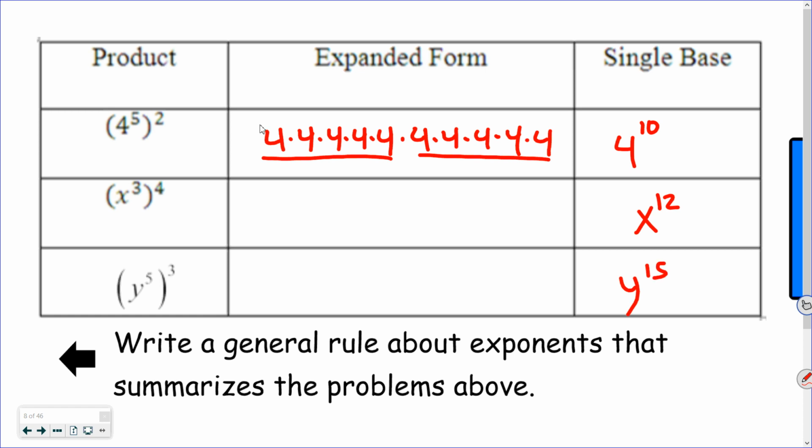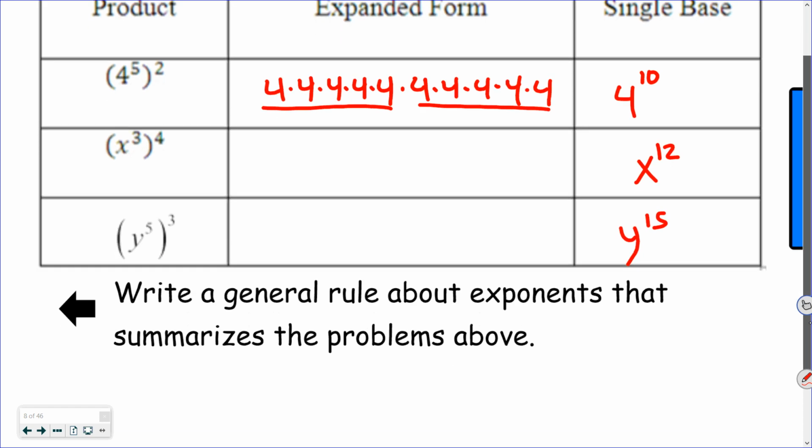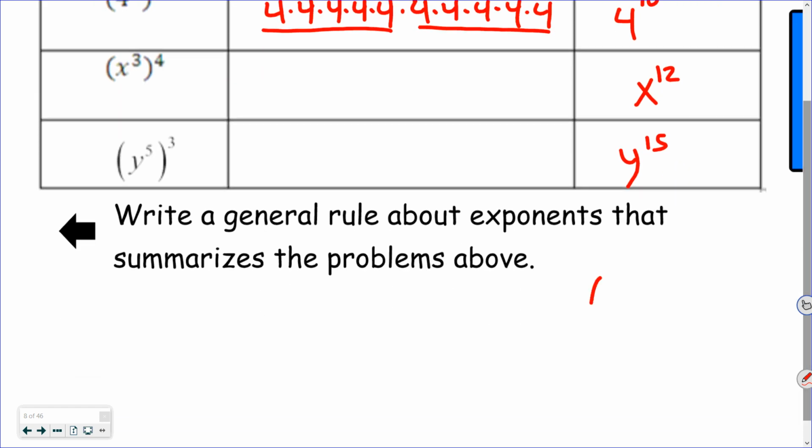Okay, so if we want to write a general rule about exponents that summarizes that, if you have parentheses, right? If I have something raised to a power, a to the m, and I raise it to the nth power, the base stays the same. It's still a, but we multiply the exponents together. So we go m times n.